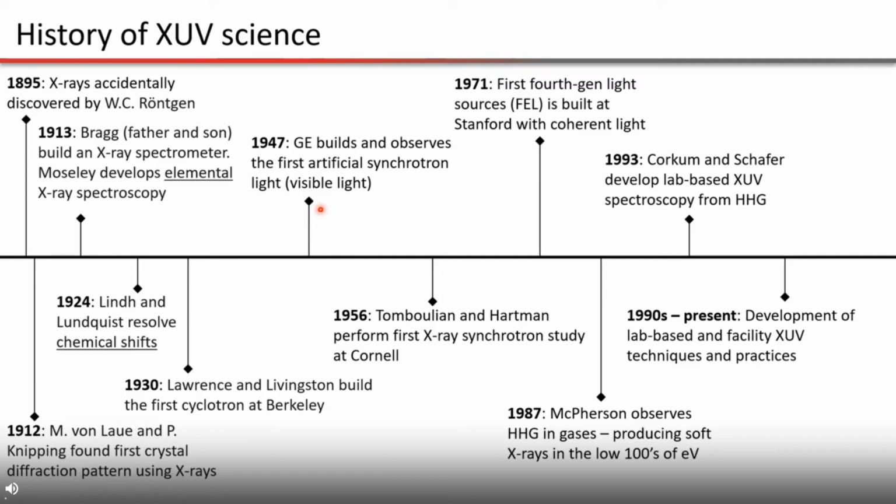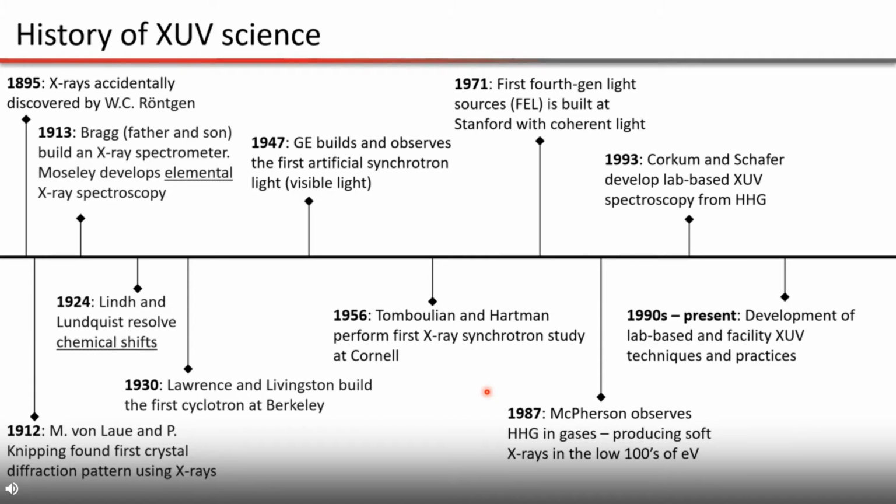So in 1947, GE sponsored the building and investigation of the first artificial synchrotron light, which was still visible light, but was a key development in the concept of accelerating particles to higher energies. This is basically the first synchrotron as we know it today. In 1956, we had the first X-ray synchrotron study, which happened at Cornell. This was critical to the development of X-rays as we started to have large-scale facilities where users could come and perform X-ray studies that couldn't be done in their labs. It was essential to have facilities across the nation and in other countries across the world as well, so that experimenters could figure out what X-ray spectroscopy could do for them.